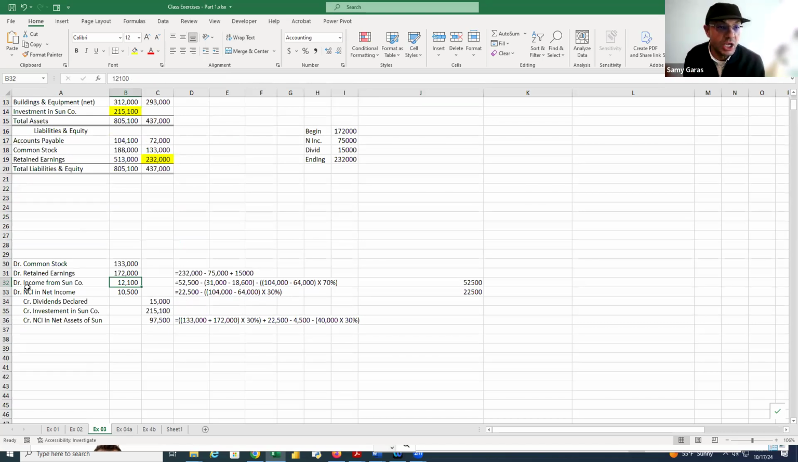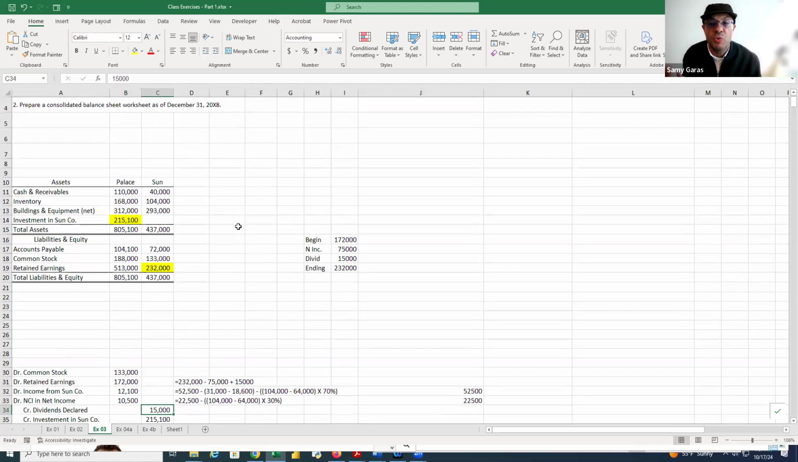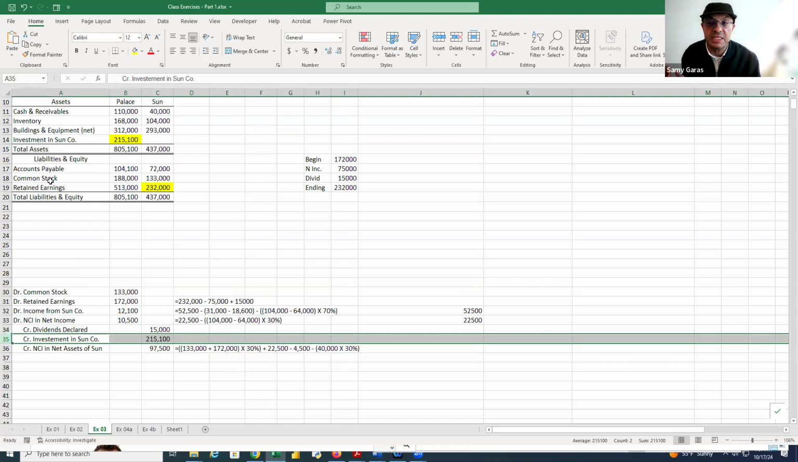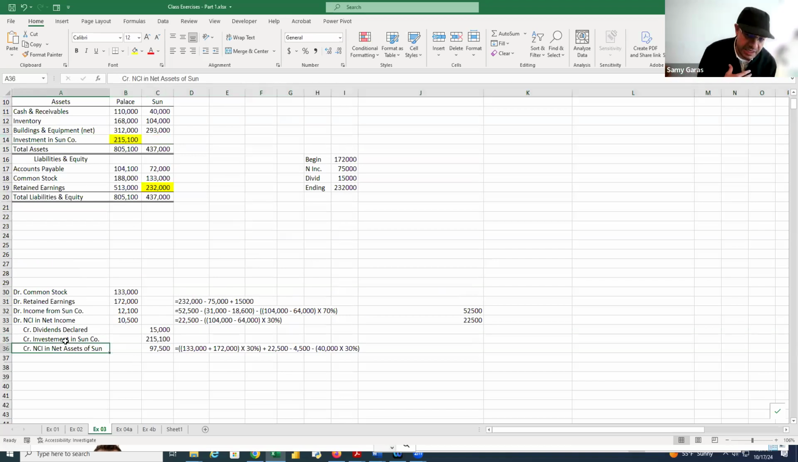The NCI, they don't have any portion in the downstream, but they have a portion in the upstream. So I took their portion 22,500, but I only subtracted 30% of the upstream unrealized gain, and we get the NCI here. For the credit side, we credit dividends by 15,000, which is here. We credit investment in the subsidiary, which is also here, 215,100. And now we need to get the NCI.